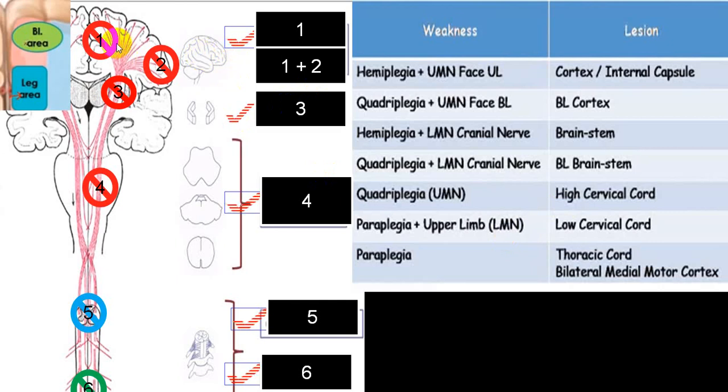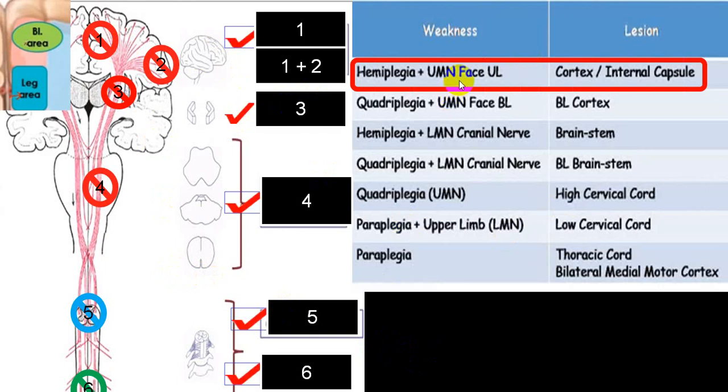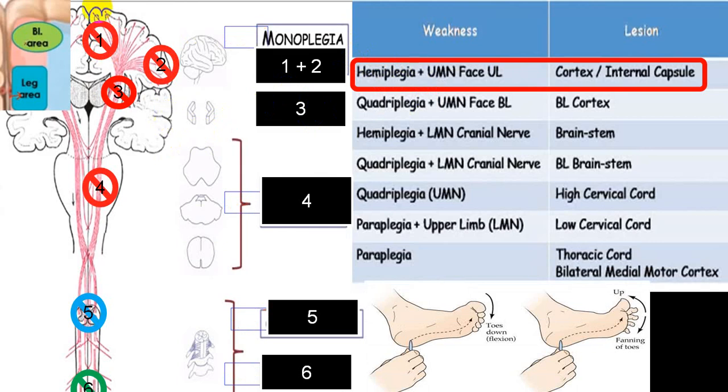Now, if there is a lesion at number 1, what will be the finding? It will be hemiplegia with upper motor neuron facial. That will be very peculiar, particularly if you get a damage here. So in 1, that will be the finding. Here you will have upper limb more involved as compared to lower limb. So in this at 1, you will have monoplegia, particularly lower limb involved. In 2, you will have upper limb and face being more involved. But when you get 1 and 2 together, it will be hemiplegia plus upper motor neuron facial.